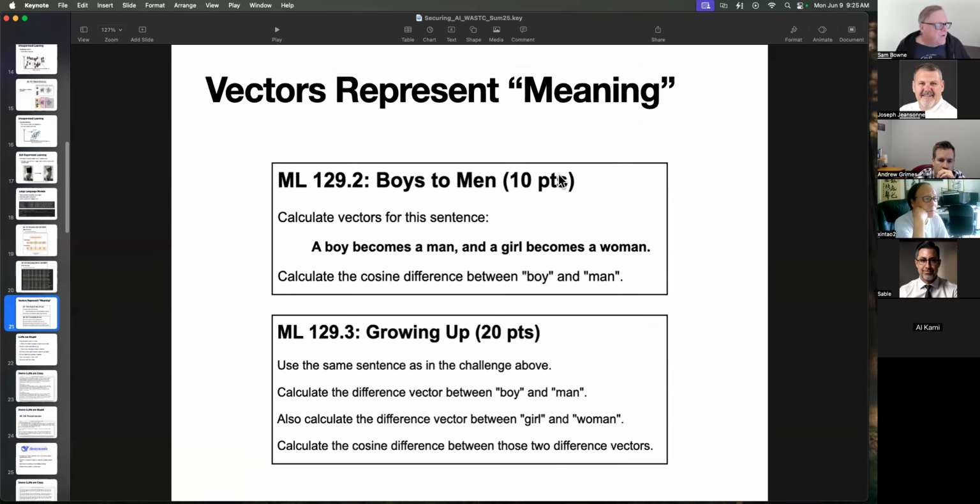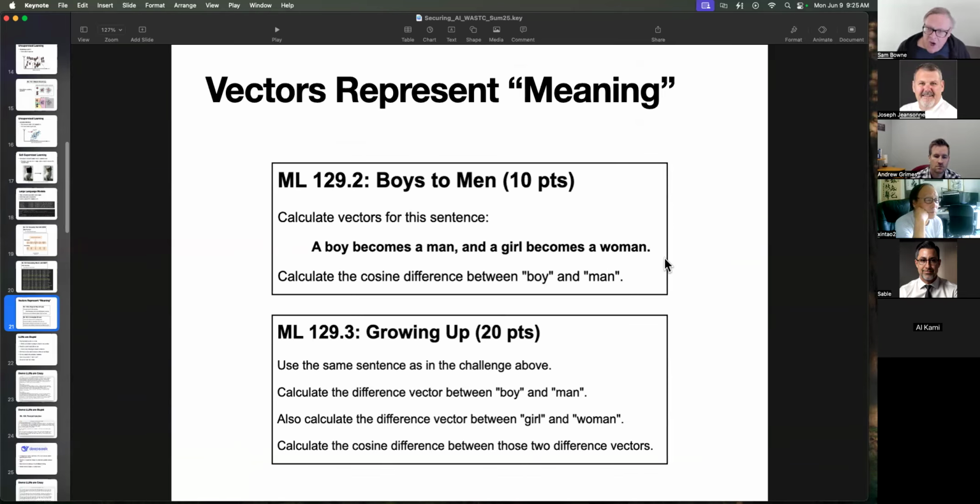You'll see it. It is so good that you can even take this sentence, a boy becomes a man and a girl becomes a woman, and you can show that the vector difference between boy and man is very close to the vector difference between girl and woman. So relative meanings are even represented in this 768 dimensional space in a way that makes sense. That's why sentences sound good and appear to have meaning, even though it doesn't understand anything.